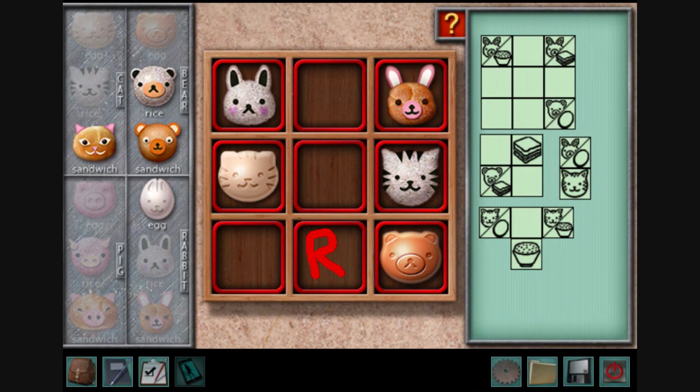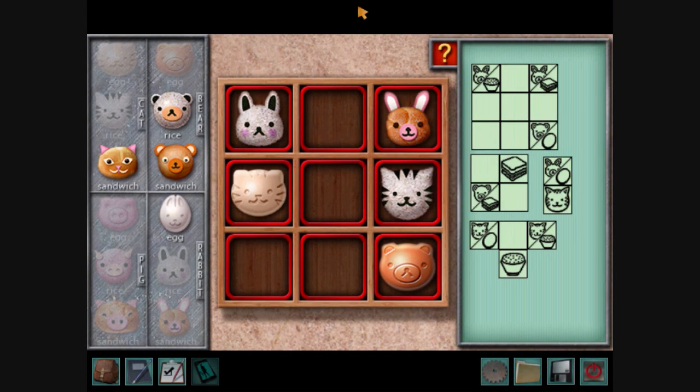Alright, half the board is filled up, and I'm just now starting my notes. This is awesome! Oh, by the way, don't mix up the R for rabbit with the R for rice. It's definitely going to throw off your solution if you mix up rabbit with rice.